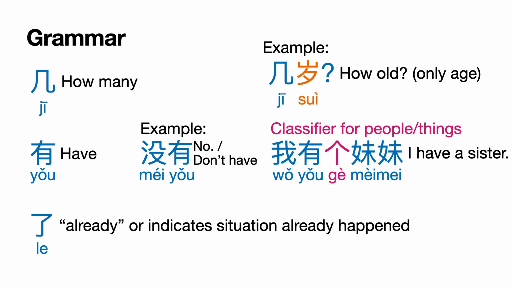And you could see the words highlighted in purple. We're going to explain this word later in the next slide. And the word 了, you are going to see this word very frequently. It is used to indicate a situation that has already happened. Or you could simply say "already": 了.